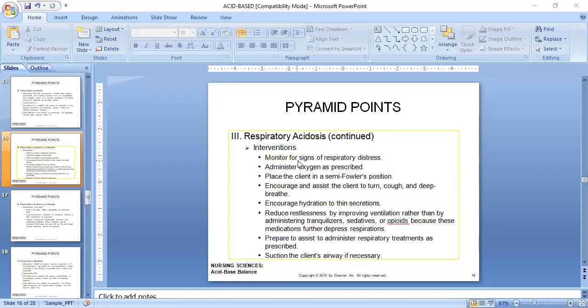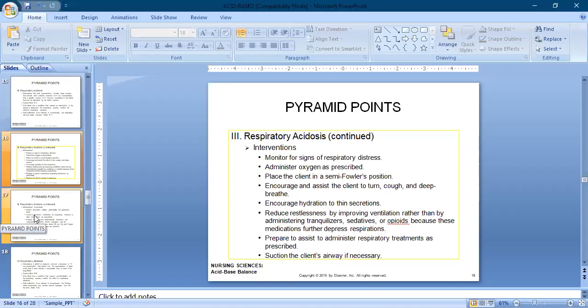First priority, monitor for signs of respiratory distress. One, give oxygen. Patient position is important. It should be semi-Fowler. We have to encourage turning, coughing, or deep breathing. Encourage hydration. Reduce the restlessness, because when a patient undergoes respiratory acidosis, definitely they will be restless. Also, we have to assist to determine respiratory treatment. Also, any kind of secretion we have to remove from the lungs.